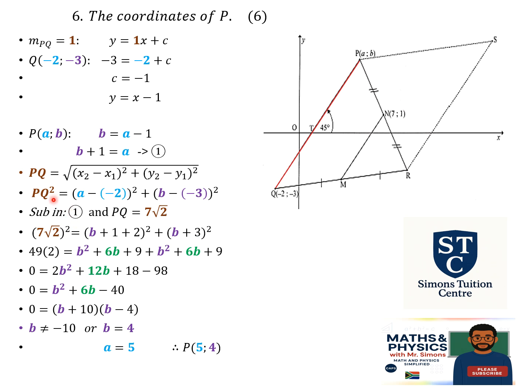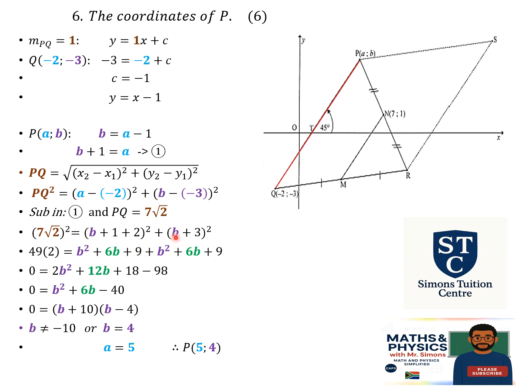PQ squared is 7 square root 2 all squared. We should know PQ is 7 square root 2. It was given to us. So if we square, 7 times 7 is 49, and square root 2 times square root 2 gives me 2. Now, B plus 3 squared: B times B is B squared, B times 3 gives me 3B, times 2 gives me 6B, and 3 times 3 gives me 9. And B plus 1 plus 2 is B plus 3.